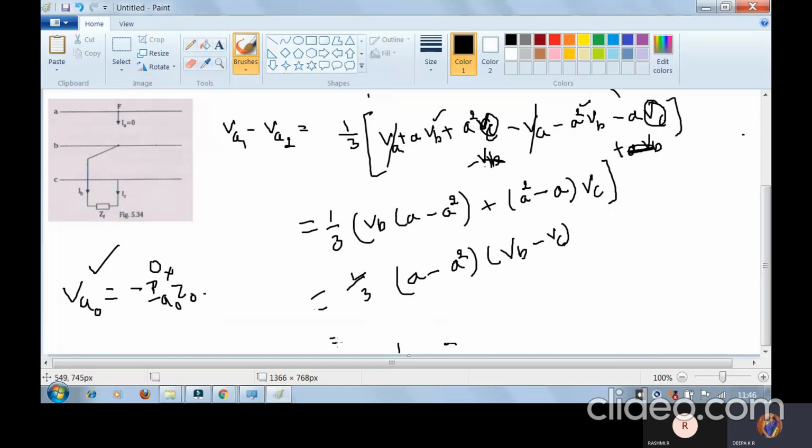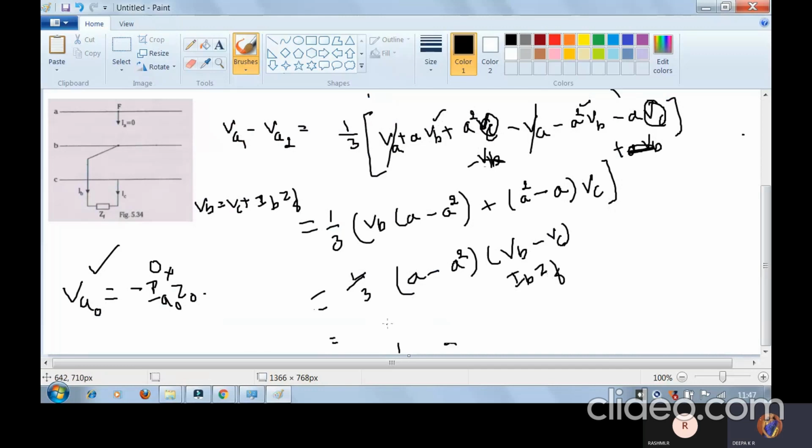So here, what is this? 1 by 3 into A minus A square. So here VB minus VC is existing, right? Can you remember this equation, what you wrote in the last case? VB is equal to VC plus IB into ZF, right? So VB minus VC becomes what? IB into ZF. So you replace this term as IB into ZF.